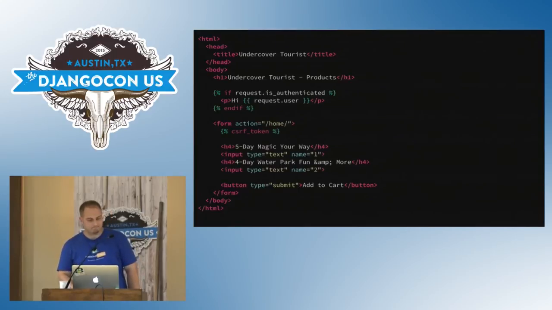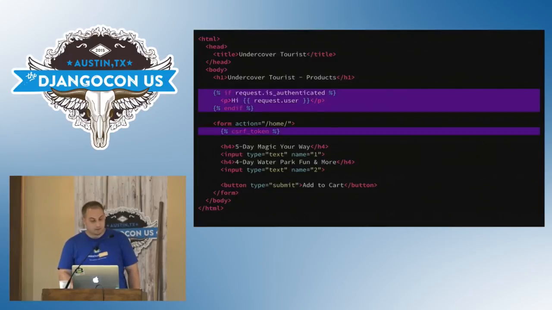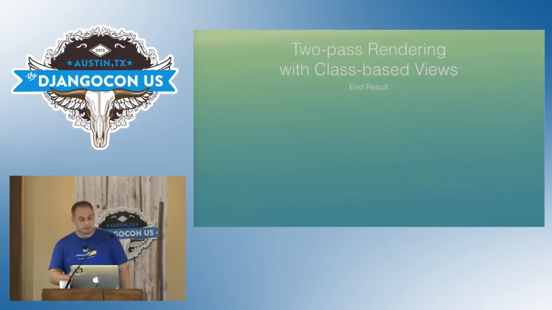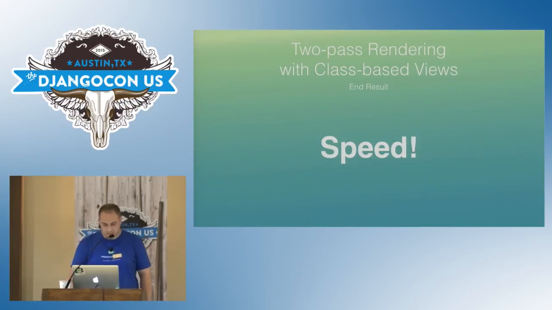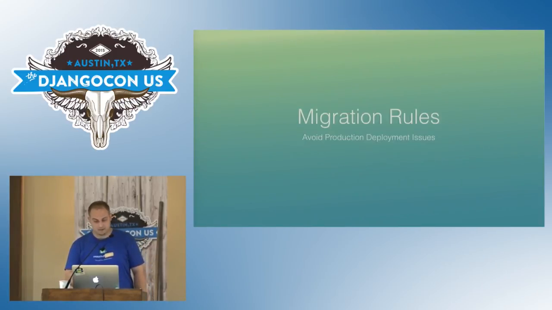Then we render our first pass template, and we'll end up with this. So then we can render that as the second pass template. At this point, the only template logic which remains in our template is the second pass template variables and the CSRF token. So this way, we rendered our second pass template and we get two very important things. First, we can render the CSRF token, and more importantly, we'll be able to render the template extremely quickly because we only need one cache hit and the Django template only has a few template tags to parse. So that's two-pass rendering with class-based views.